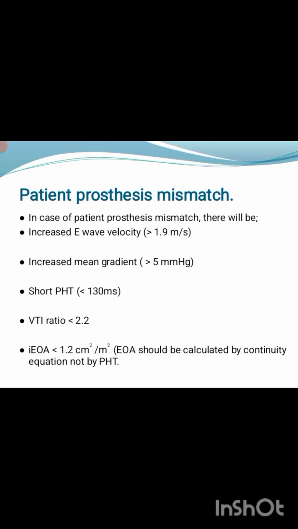Patient prosthesis mismatch: in case of patient prosthesis mismatch, there will be increased E velocity, increased mean gradient, short pressure half time, VTI ratio less than 2.2, and indexed effective orifice area less than 1.2 centimeter square per meter square. Effective orifice area should be calculated by the continuity equation, not by pressure half time.